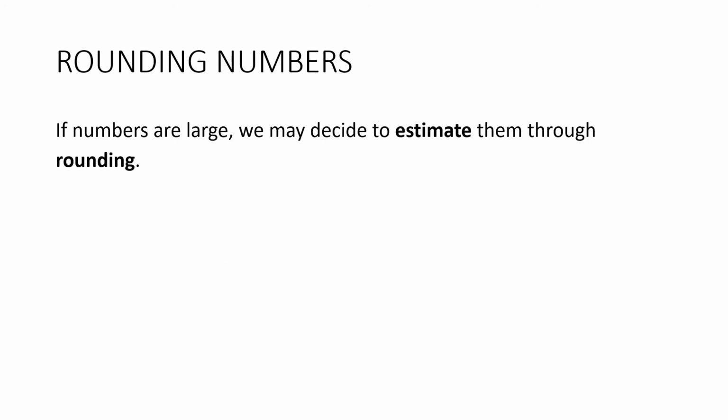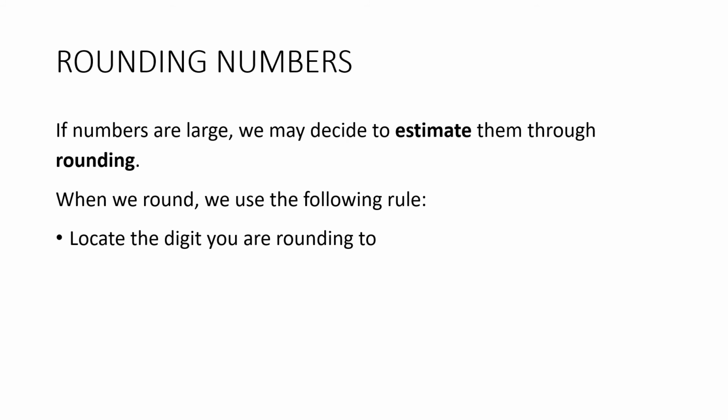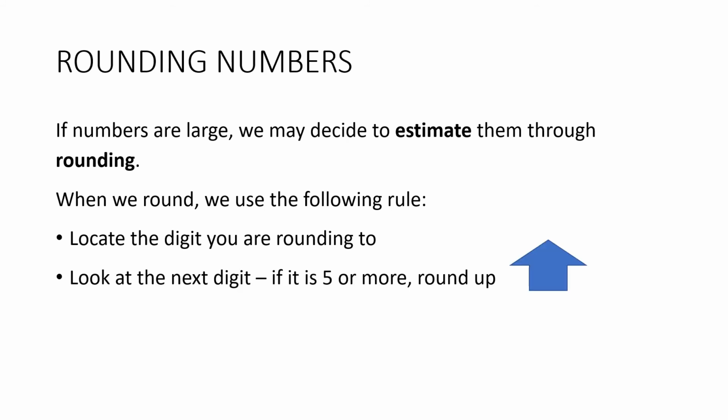Now, if numbers are large, we might decide to estimate them through rounding. And when we round, we use the following rule. We locate the digit that we're rounding to. Look at the next digit. If it is 5 or more, we round up. If it is less than 5, we round down.